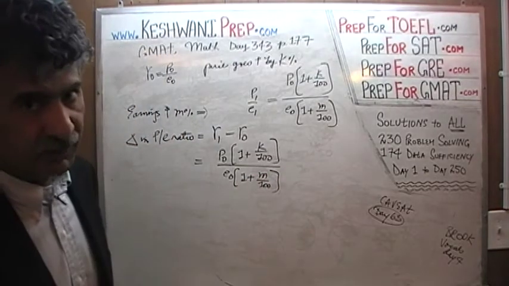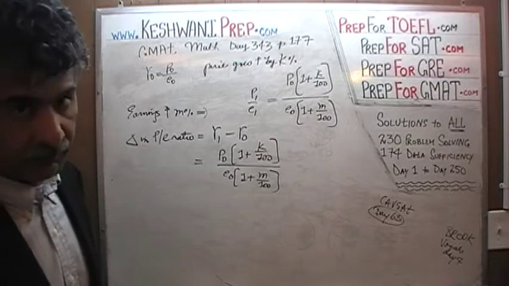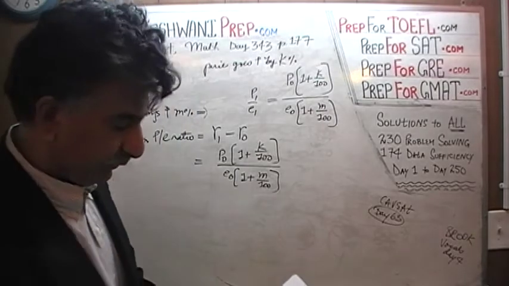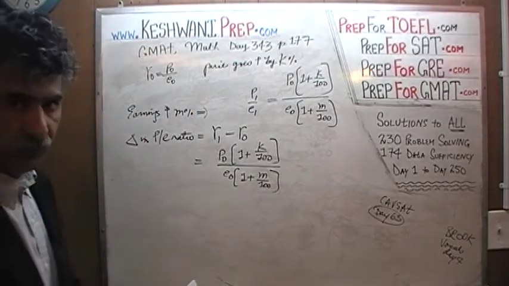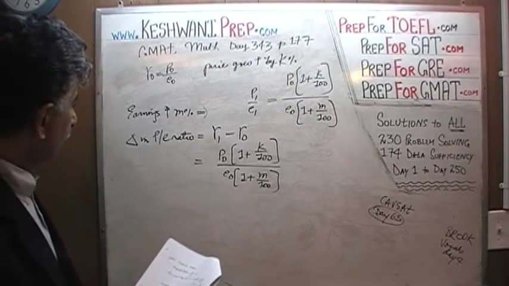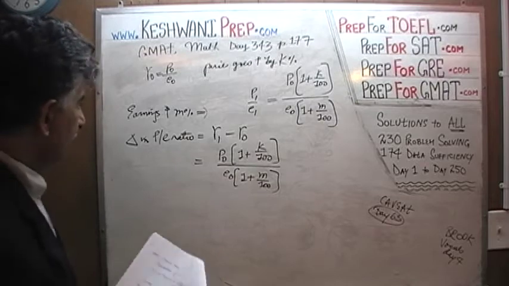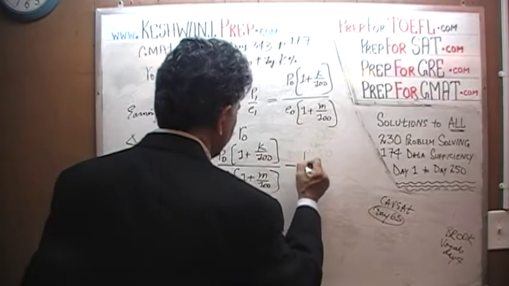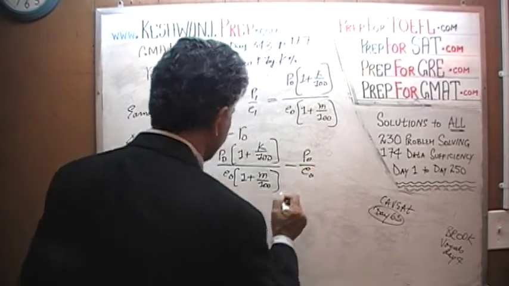You still have a chance to stop it. If you still have the time to stop, do you understand? This is only for those people who enjoy doing the algebra. So that's the new ratio. The change is this new ratio minus the old ratio, which is P0 over E0.